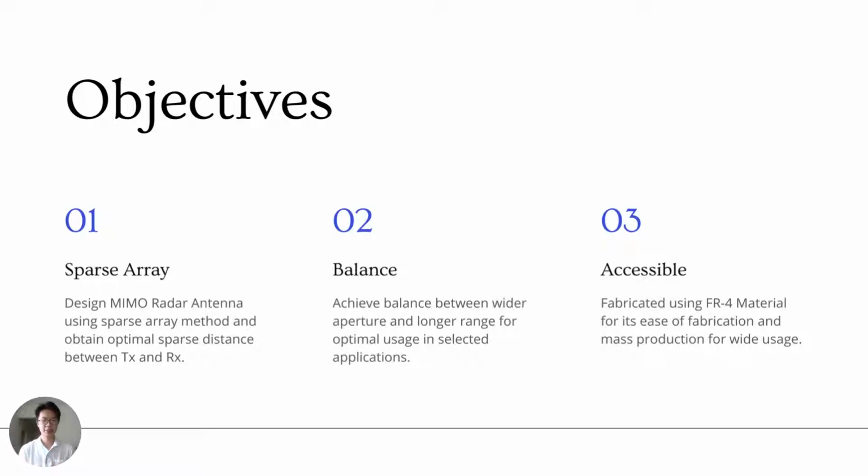Next, we'll talk about the balance between wider aperture and longer range. Can we have optimal usage in multiple different applications? I wouldn't be limited to just one application of radar. The radar could be applied in many different things, such as automobiles, drones, moving machines, or maybe even household items. And lastly, accessibility. I would like to make this radar accessible, easy to fabricate and mass produce so that it could be applied into, as said earlier, multiple different appliances or things.